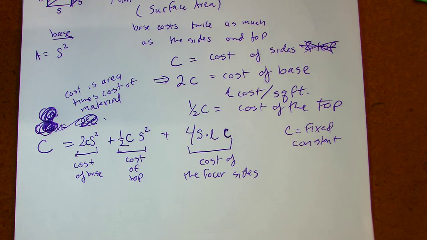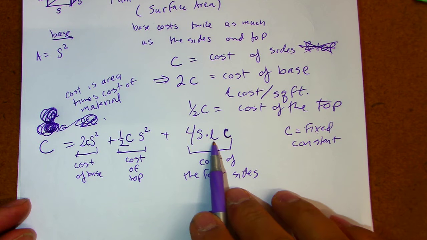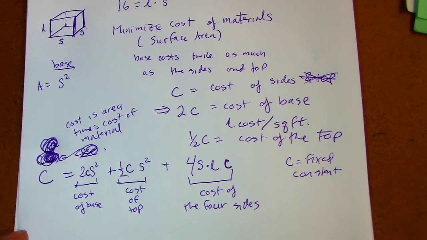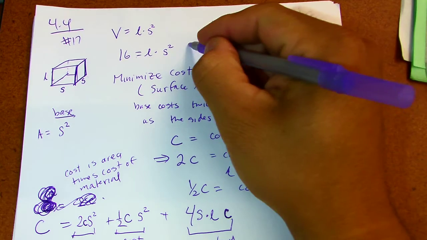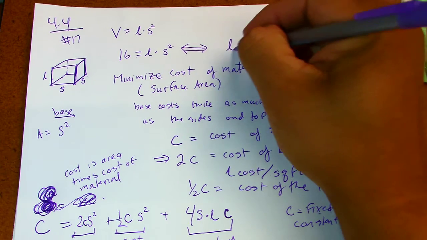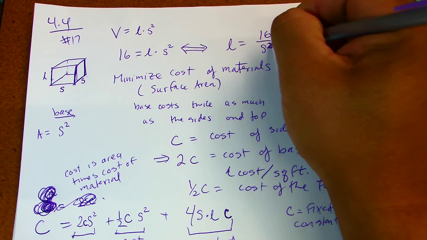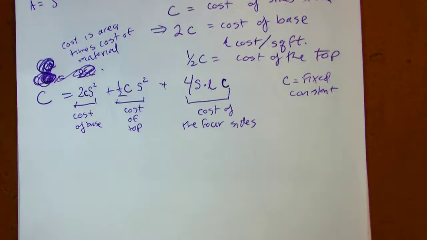Okay. So now we only have two variables here. Those variables are the dimensions of the box, right? The S and the L. So I need to get rid of one of these, and the L in particular, right? So the way I'll do that is, all right, let me just scroll back up here. If this is true, right, that means that L has to be 16 over S squared. Okay, so I'm going to use that fact to substitute into my equation.